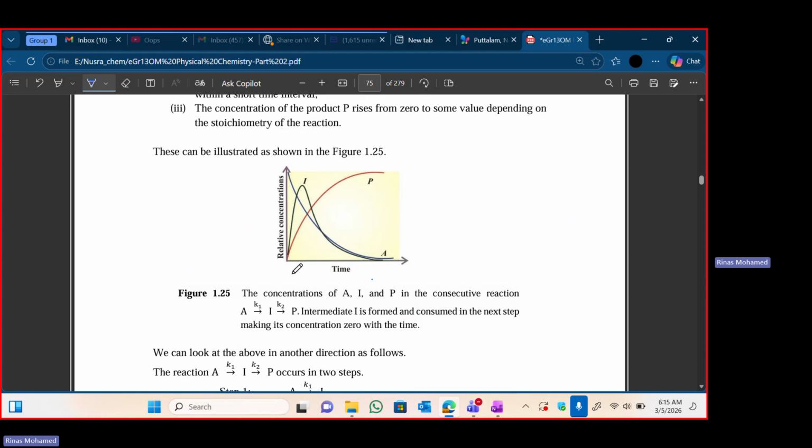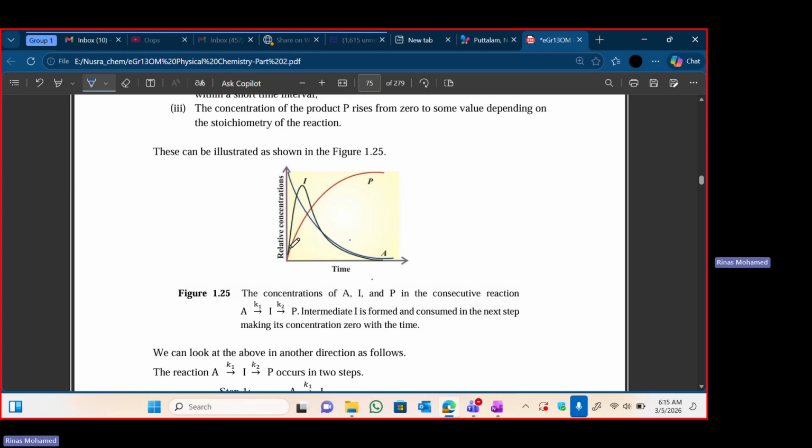And when an intermediate is involved in a multi-step reaction, intermediates also will be produced. From the beginning the intermediate is not there, and after some time it will increase and reach a higher concentration. After that it will deplete, and it will come to an end. Finally we cannot detect this intermediate, right?